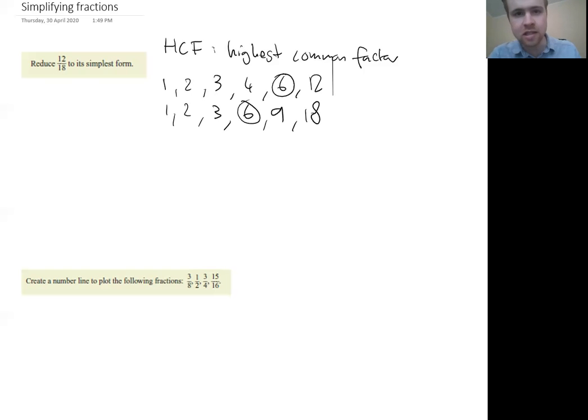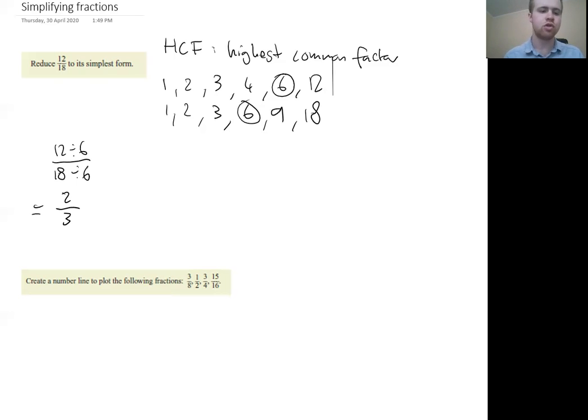So we're going to use that HCF now, and we're going to divide the top and the bottom by that number. When we do that, we will find the fraction in its simplest form with the smallest numbers. So let's divide the top by 6, and we're going to divide the bottom by 6. How many times does 6 go into 12? It goes 2 times. How many times does it go into 18? 3 times. And we have simplified our fraction.